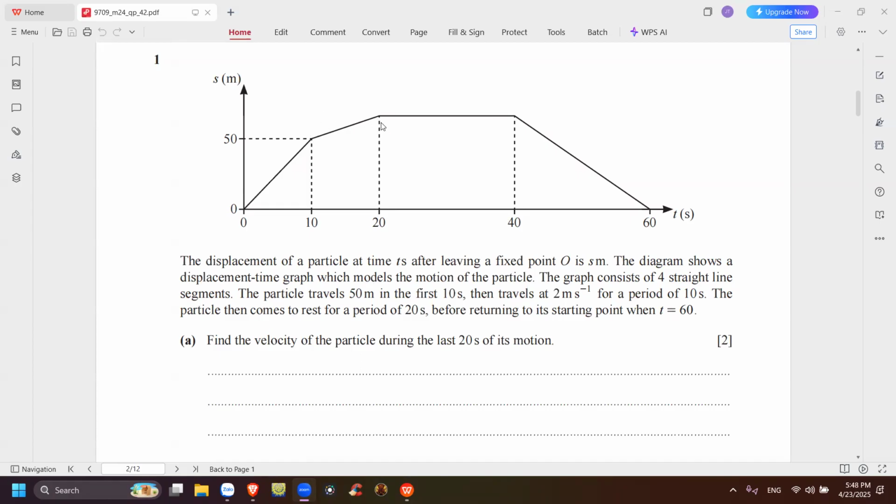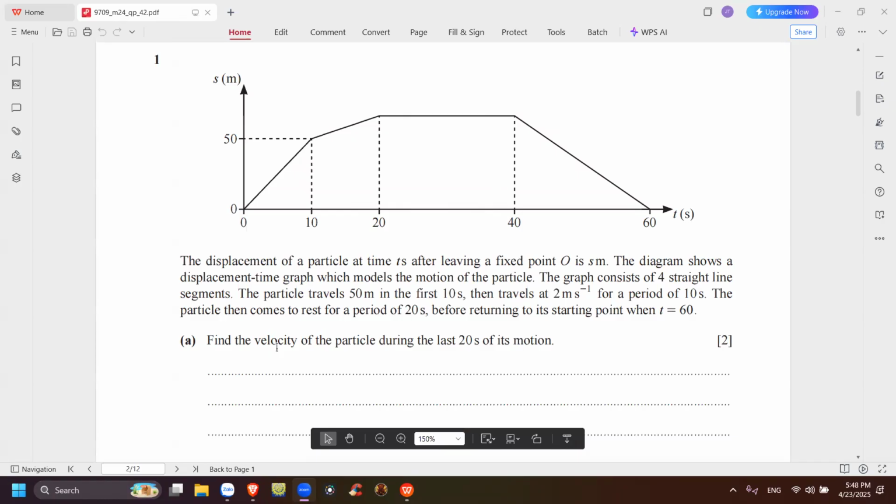For a period of 20 seconds, we are given the velocity of this second segment. And then the particle comes to rest for a period of 20 seconds, so it doesn't move at all. The 20 seconds is not moving. Before returning to the starting point when t equals 60, it then returns to the starting point at t equals 60.